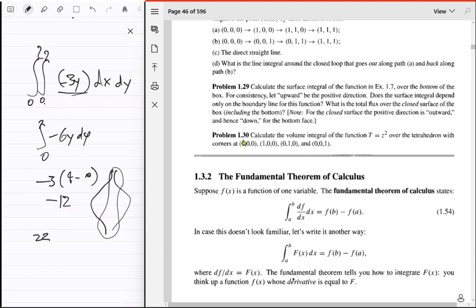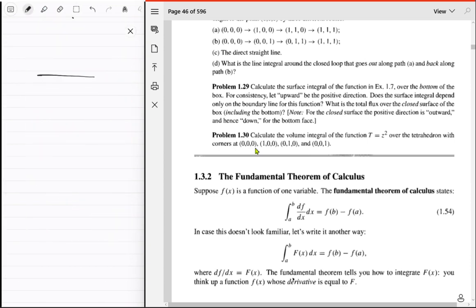Fine. For the 1.3, calculate the volume integral of the function T equal to z square over a tetrahedron with corners at these points. Tetrahedron. So draw it out. Best way is just to draw it out first of all. So this thing is your x-axis. This is your y-axis. This is your z-axis. The first point is just the origin. Okay, then you got 1, 0, 0, x equal to 1. Cool.